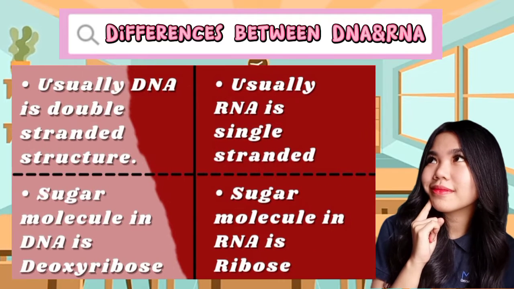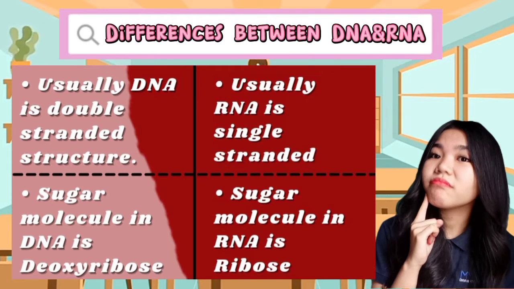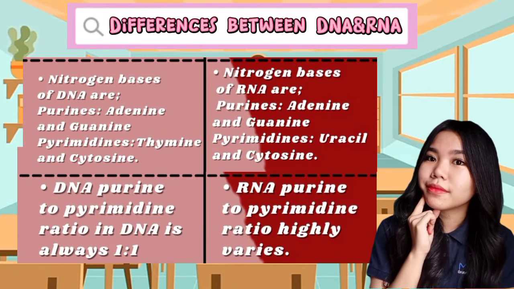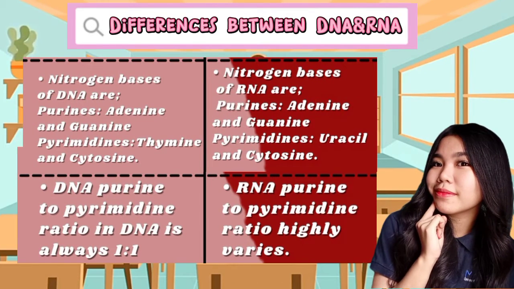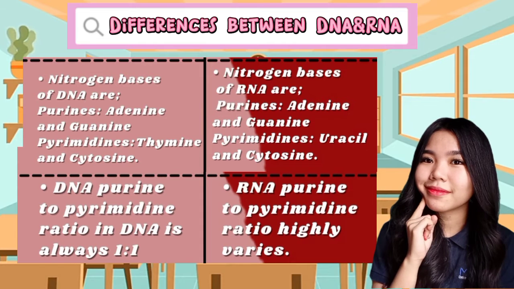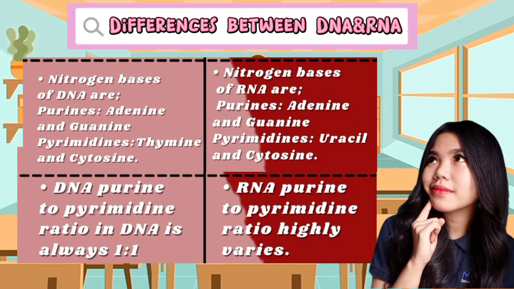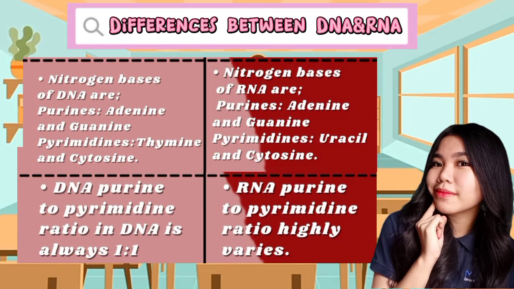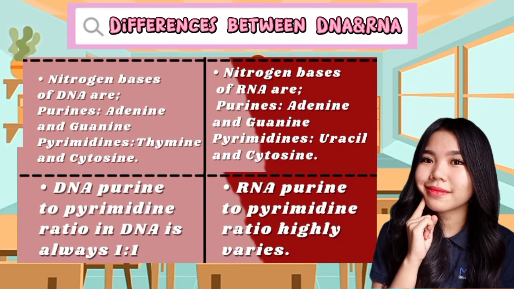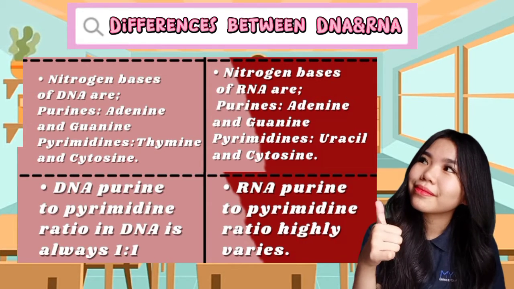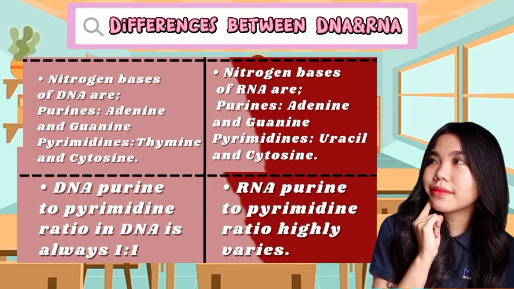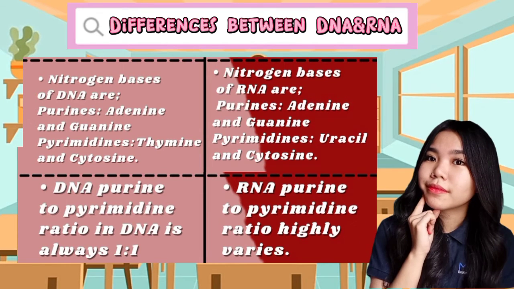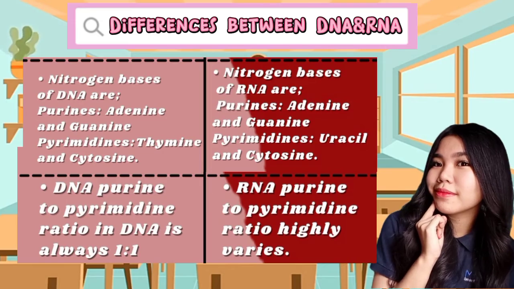The sugar molecule in DNA is deoxyribose, while the sugar molecule in RNA is ribose. The nitrogen bases of DNA are purines, adenine and guanine, and pyrimidines, thymine and cytosine, while the nitrogen bases of RNA are purines, adenine and guanine, and pyrimidines, uracil and cytosine. The purine to pyrimidine ratio in DNA is always 1:1, while the RNA purine to pyrimidine ratio highly varies.